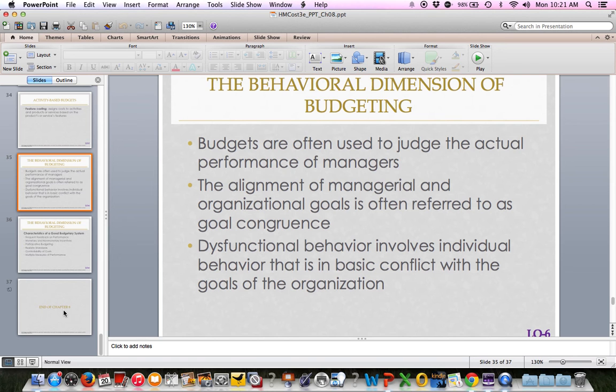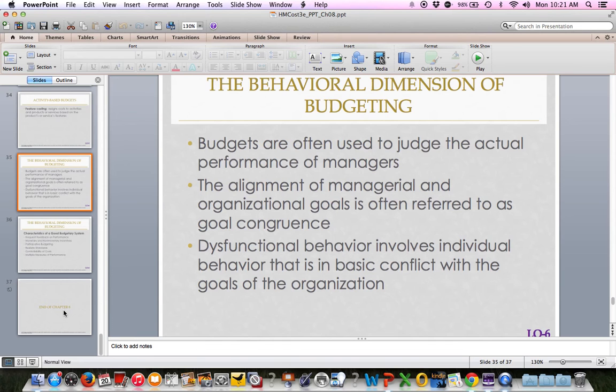Okay, and so goal congruence is a big one, right? Alignment of managerial and organizational goals. So the organization has to be good at communicating its goals, saying, here's what we want, here's what we expect to happen, here's the big picture. Does everybody understand the big picture? Yes or no? Yes, you understand it. Okay, let's go. Let's do a budget from that. If you don't understand it, let's ask questions, let's figure it out. And so now your goals have to fit in the big picture, and that's a good thing, right?